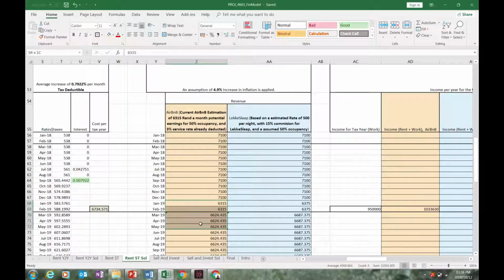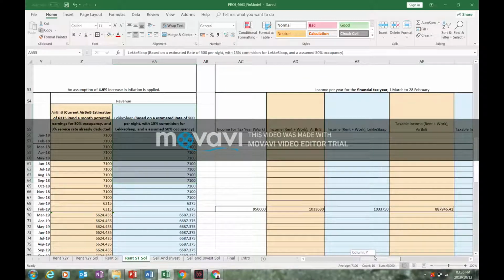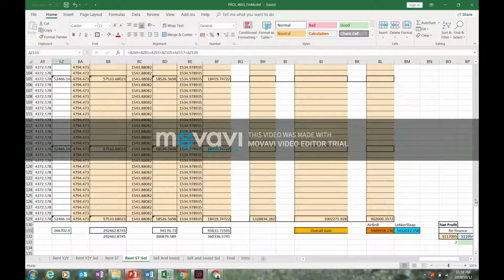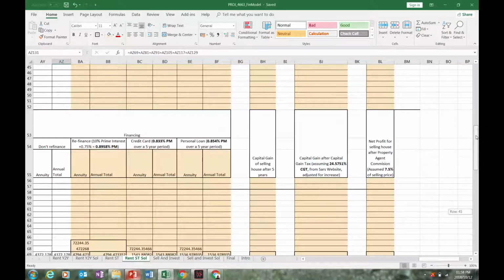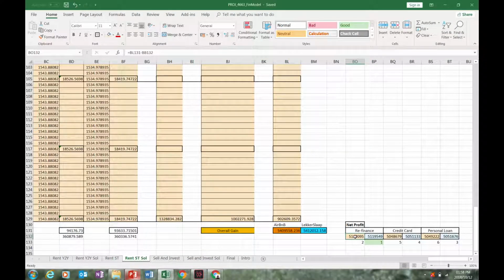We start then with the short-term rentals in January 2019, and they increase by the same CPI of 4.9%. The same principles apply to the lapslop income. And then we'll sell the house again under the same principles as used earlier. Alright, and this would be our final net profit.